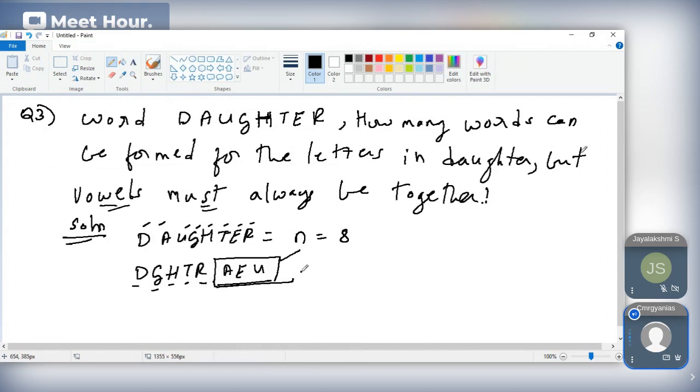So you should consider vowels as one unit, A, E, U. So now what is n? n is equal to 1, 2, 3, 4, 5 and 6, because A, E, U we are considering as one unit. So that is what we have to take.